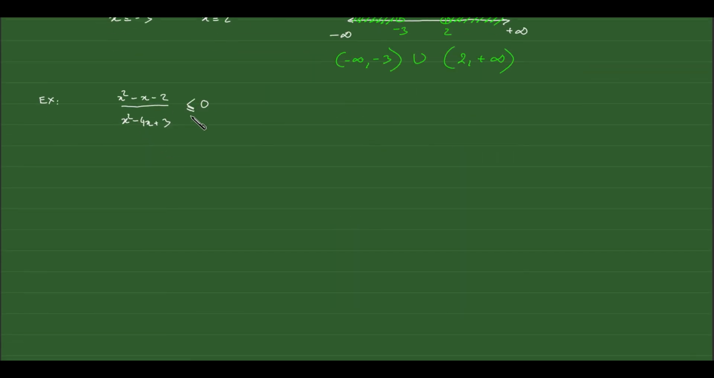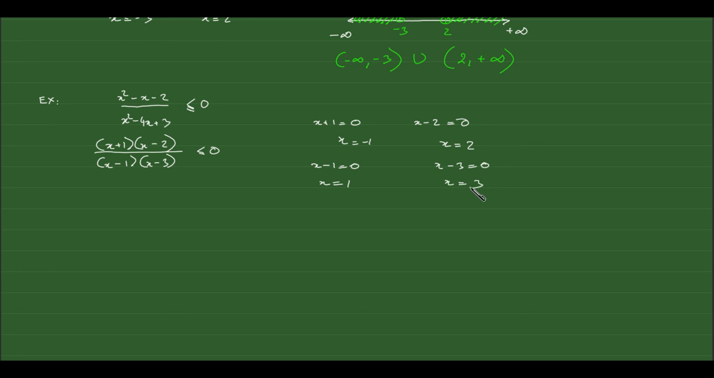Alright, so this is not factored yet, so we go ahead and factor them out. We have (x minus 2)(x plus 1). At the bottom here we have (x minus 3)(x minus 1). So we have a lot of values to put on the number line. We have x plus 1 equals 0, x minus 2 equals 0, x equals negative 1, x equals 2, and x equals 1, x equals 3. Alright, so we have 4 of them to put on the number line.